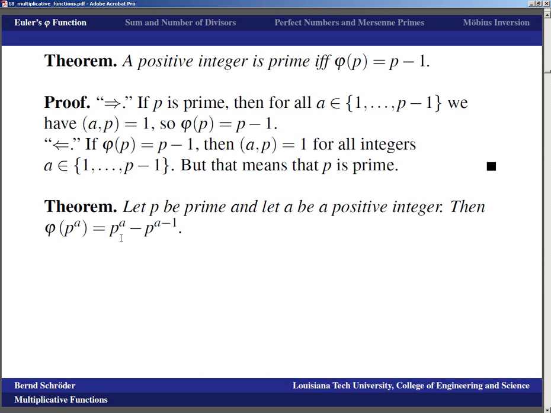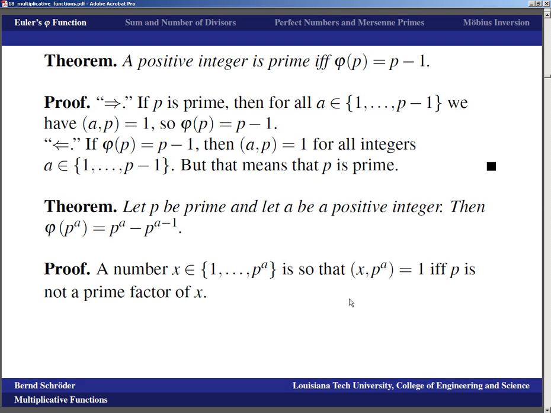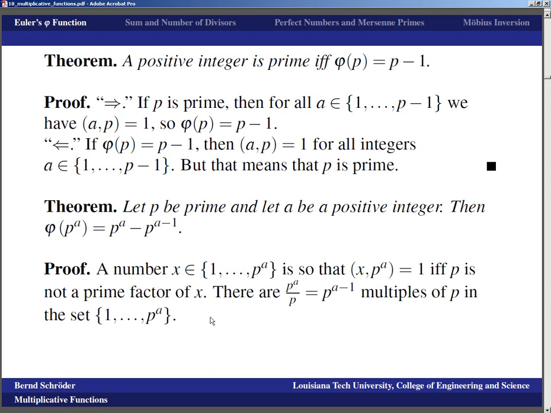Then phi of p to the a is p to the a minus p to the a minus 1. The proof is a counting argument, namely, a number between 1 and p to the a minus 1 could also go with p to the a, because we're talking about the greatest common divisor between the number and p to the a being 1. Well, that's the case if and only if p is not a prime factor of x.